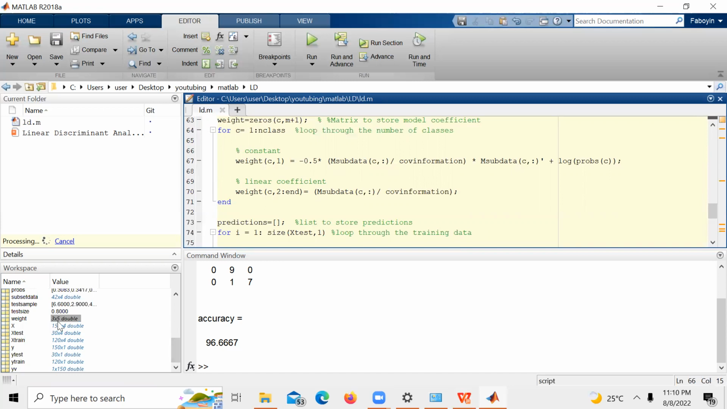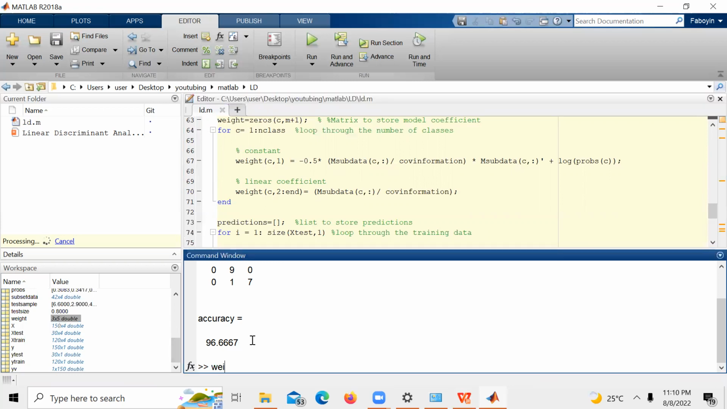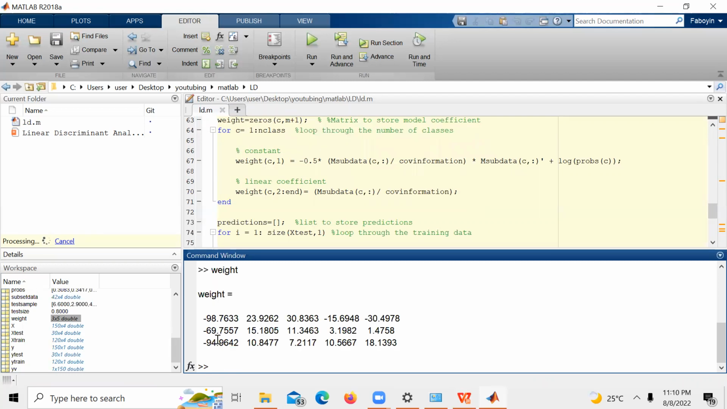So let's look at it. If you click on this, or let me just write it here. Weight. You could see that these three values are for the constant. So it's the first thing we estimated here. For the three classes, we have this, and this. So these are the three classes. This is the constant for the first class. This is the constant for the second class. This is the constant for the third class. And these are the linear coefficients for the first class, the second class, and the third class.